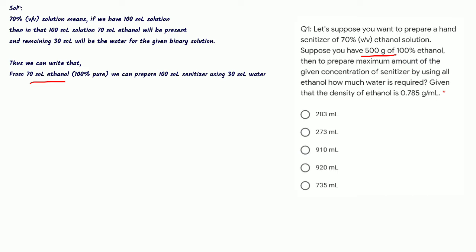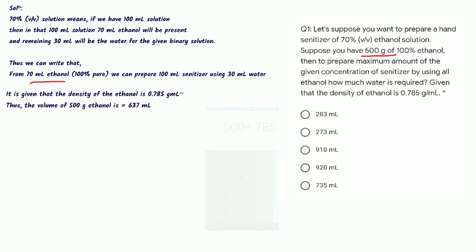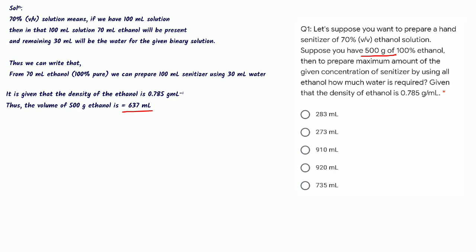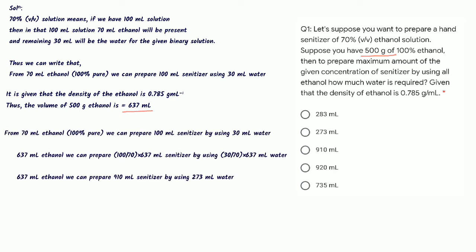And I think we all know that density is equal to mass per volume. So by using this formula, we can easily calculate the volume of that 500 gram ethanol. By using this equation, we find that the volume of 500 gram ethanol is equal to 637 ml. So from 70 ml ethanol, we can prepare 100 ml sanitizer by using 30 ml water.